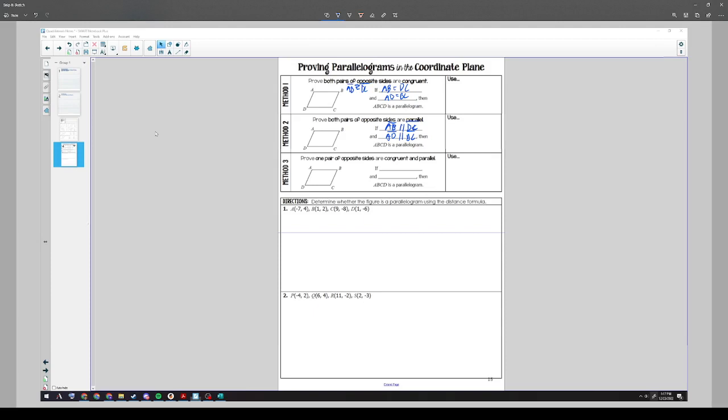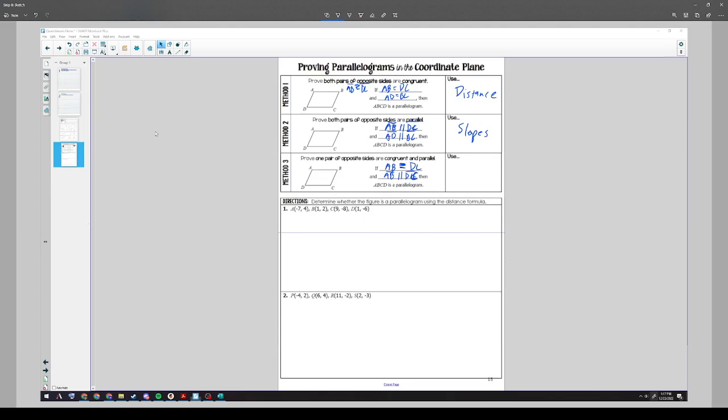I guess this would be distance formula. This would be slopes because we're finding out they're parallel. Or if we have one pair of opposite sides that is congruent and parallel. So if we have AB equal to DC and segment AB parallel to segment DC, then that's enough information, and we would need to use both of those tools in order to figure that out.